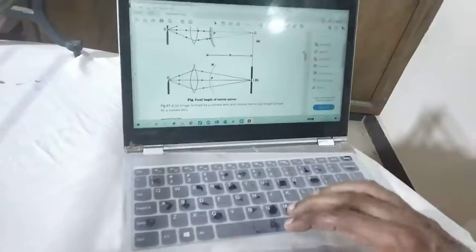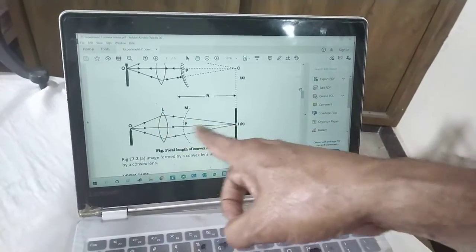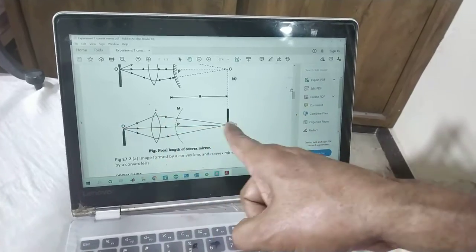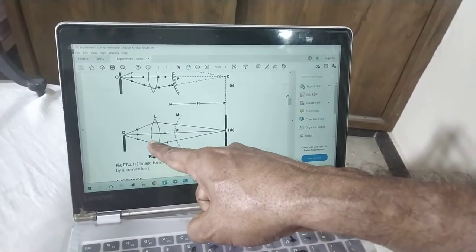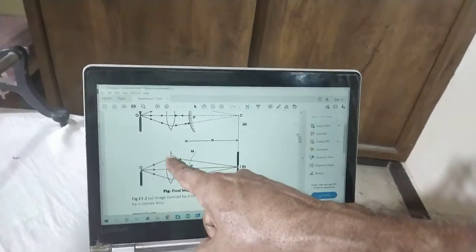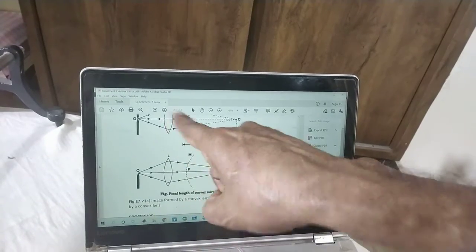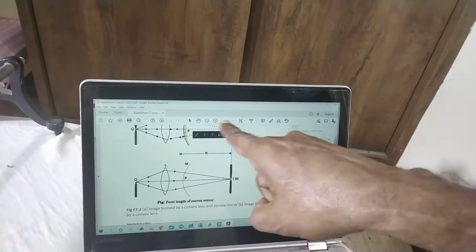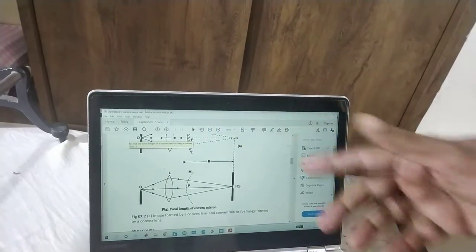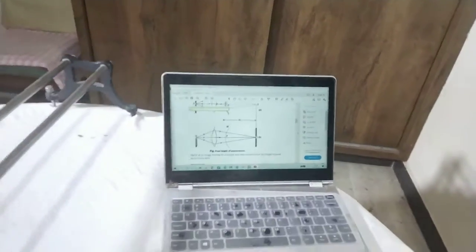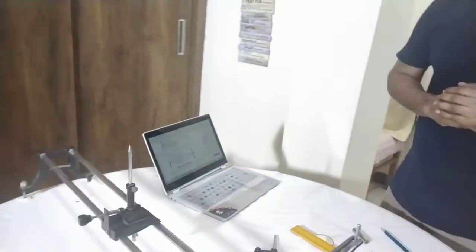Once we have found out the image distance, the procedure is like this. We have removed the mirror and now the image of this object is formed here. This is the distance. We have to measure the distance between the lens and the image pin. This distance minus the earlier distance will give you the radius of curvature of the mirror, and divided by 2 you will get the focal length. So this is the procedure we have to follow for measuring the focal length of a convex mirror. That is the end of experiment number 7.